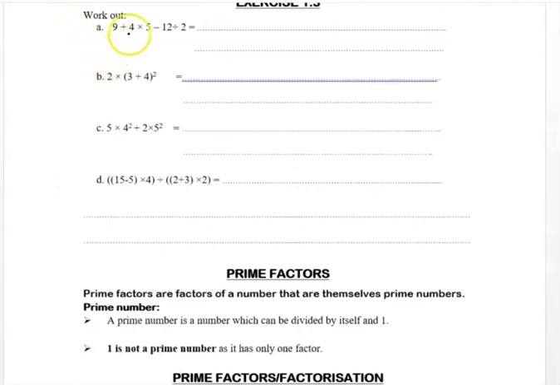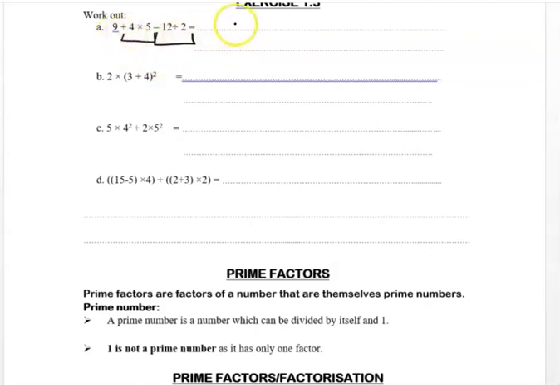And when you're doing BIDMAS, you can pair them up to make it easier for yourself. Now here we have multiplication and division. Now the sign on the left of the number belongs to the number. So here we have plus 4 times 5, so we're going to multiply these two. Then you have minus 12 divided by 2, so you're going to divide these two. Because you can pair them up, you can work them out at the same time.